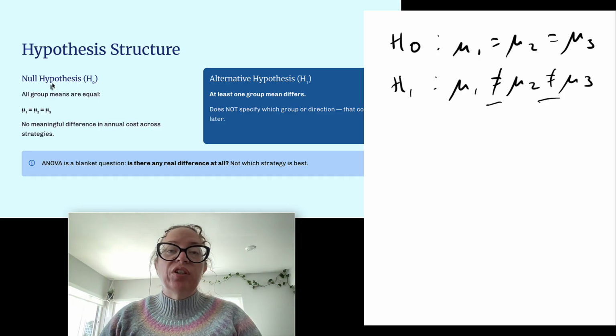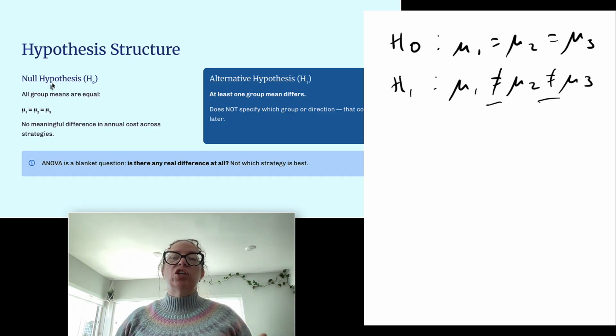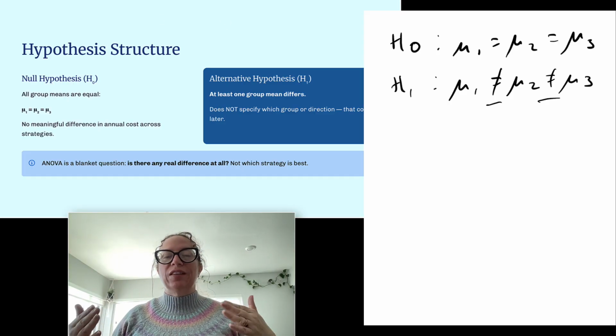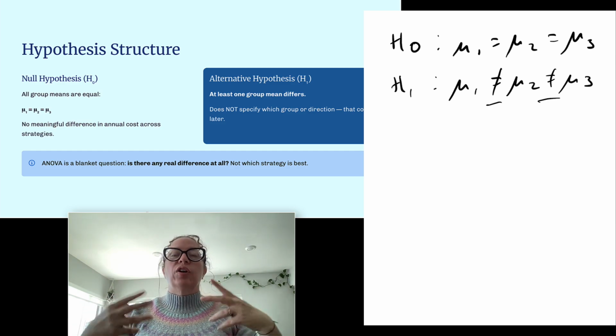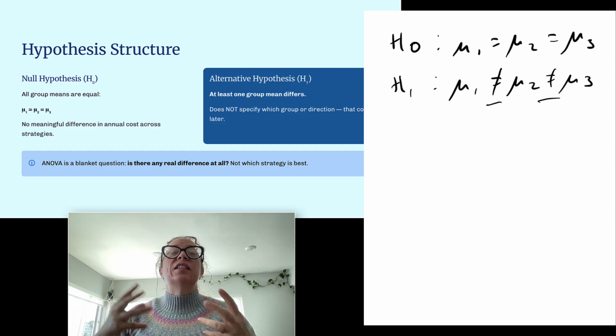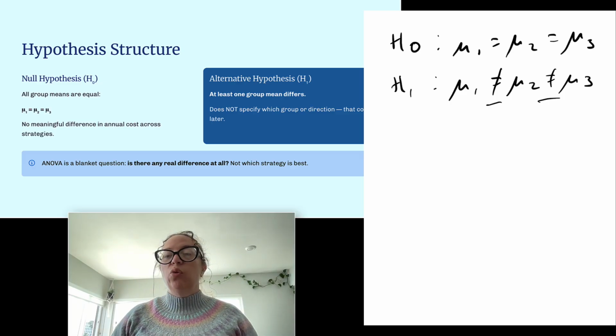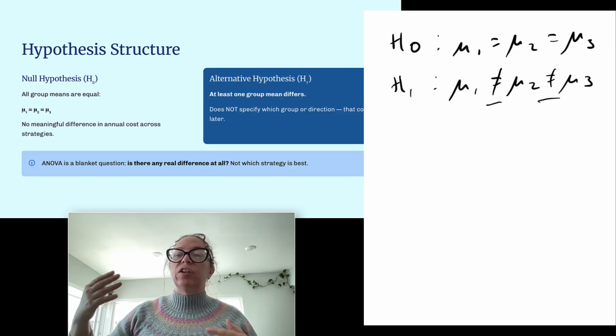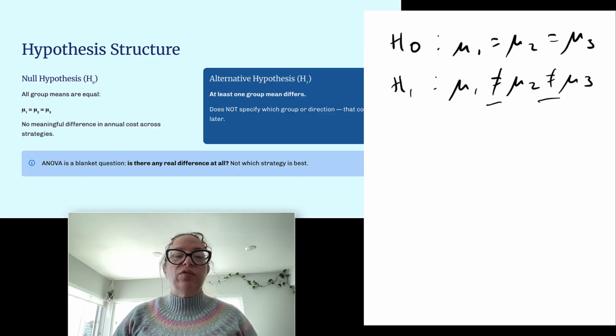And an omnibus test in statistics is a test that checks whether there is any overall difference or effect. The word omnibus is Latin for all or for everything, for everyone. The ANOVA only tells us that a difference exists somewhere. We will need follow-up tests, what we call post hoc tests, later on to find out exactly where. And we're going to cover that in a later lecture.